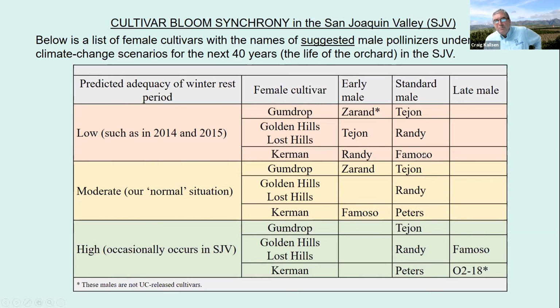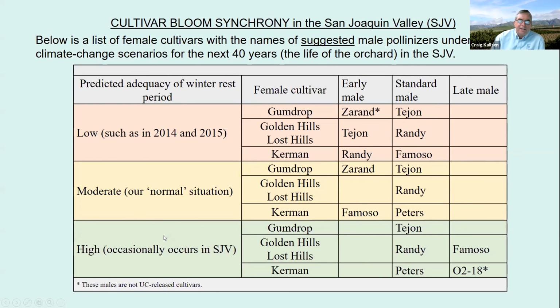In low chill conditions, Peters can be just terrible, and it can be a full bloom 8-9 days after Kerman. Now for our current conditions, but we're predicting that things in the future may be low, but if you think it's going to stay the same for the next 40 years or so, for Gumdrop again, I would choose the Randy and Tajon. For Golden Hills and Lost Hills, Randy should be fine. For Kerman, I would choose Famoso as the early male and Peters as the standard male.